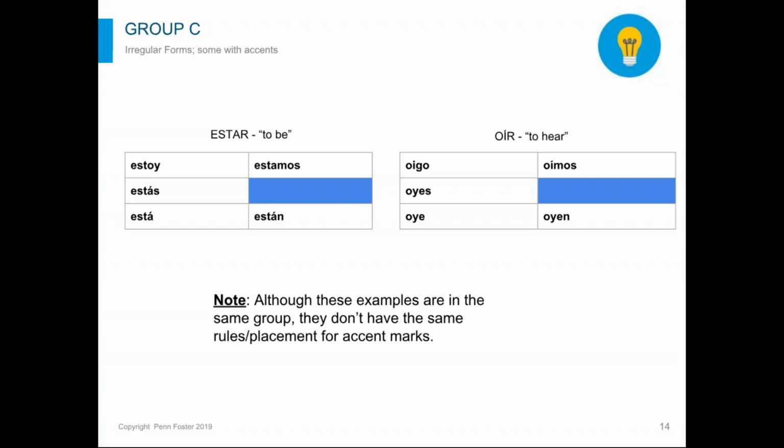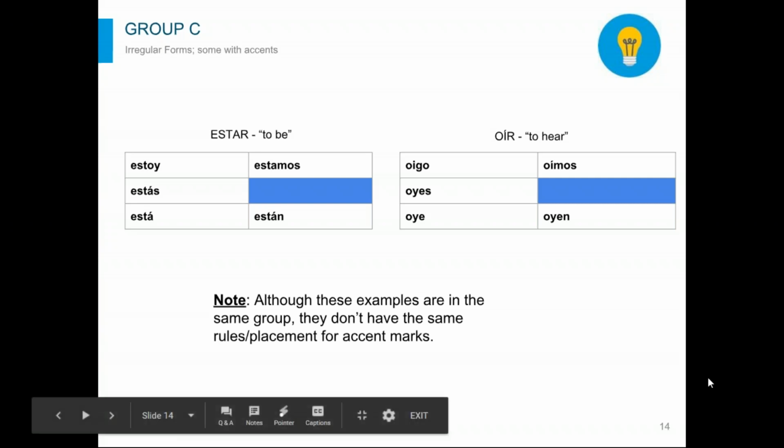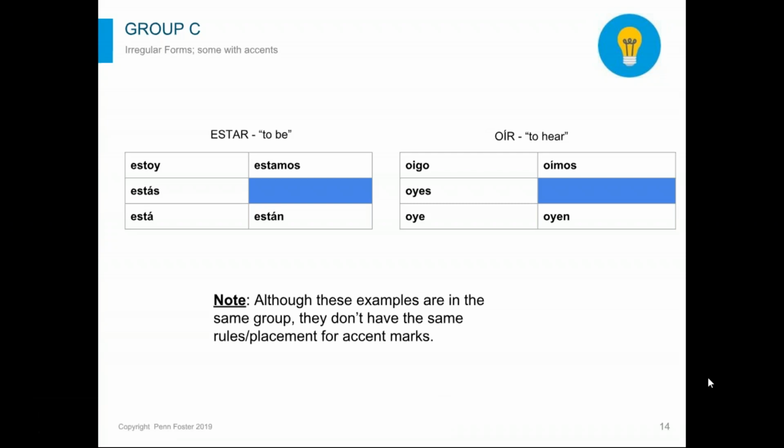And estar, just to compare it to ser, estar also means to be, but it's used more in temporary contexts like location, feelings. So if you were to say that I am in Spain right now, you would use estoy. If you want to say we are tired, you would use estamos. And oír, as you can see there, means to hear. Again, not many verbs in this group. Very uncommon, but they do exist, and it's good to group them together.